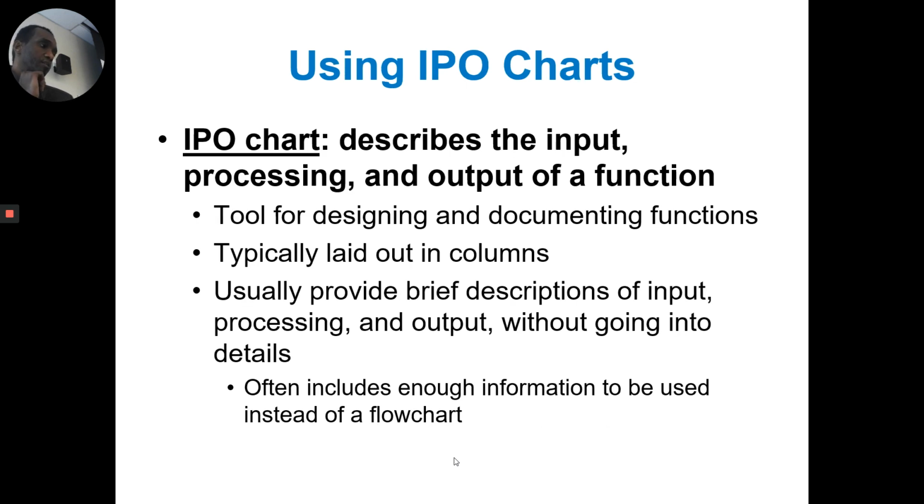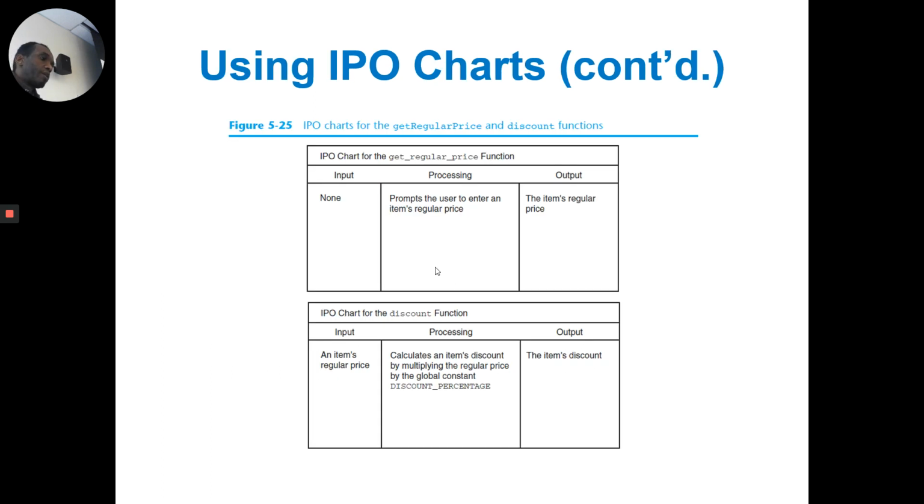Using an IPO chart, it describes the input, processing, and output of a function. So it's a tool for designing and documenting functions, typically laid out in columns, usually providing a brief description of input, processing, and output without going into details. It often includes enough information to be used instead of a flowchart. It's another way: you can have all the inputs, then the processing that happens, and then the output.